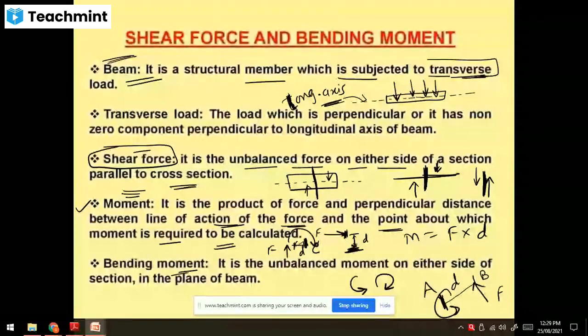Then what is bending moment? What is bending moment? Right, what is bending moment? It is unbalanced moment on either side of the section.